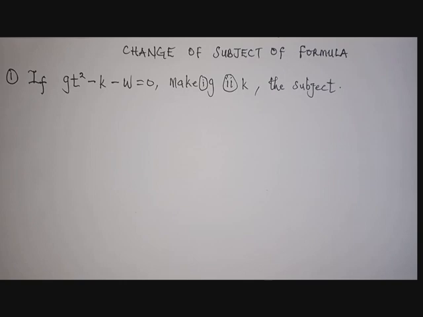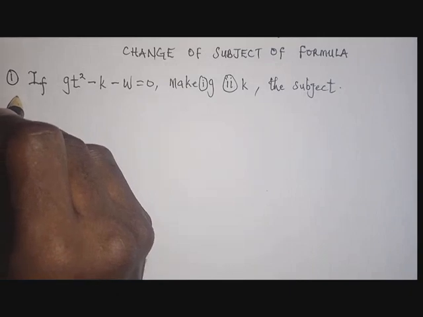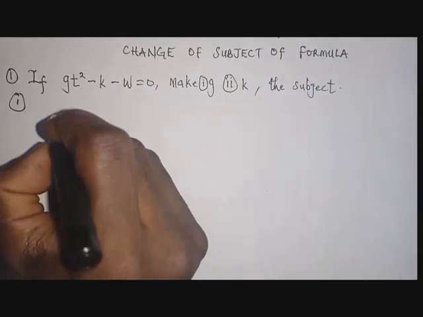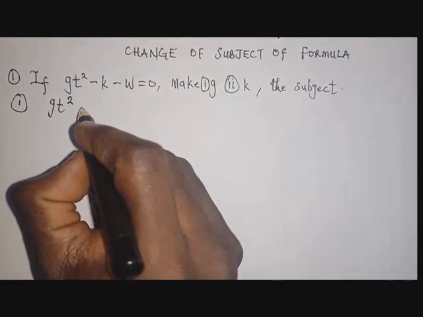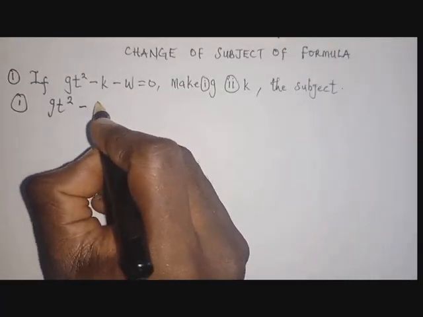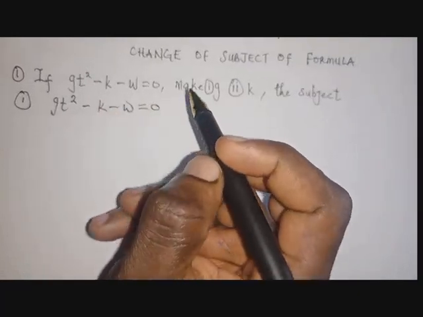It says if gt squared minus k minus w equals 0, number one, make g the subject, and number two, make k the subject. So we're going to start with the first one, which is g. So I'm going to write the expression again. So we have gt squared minus k minus w equals 0.